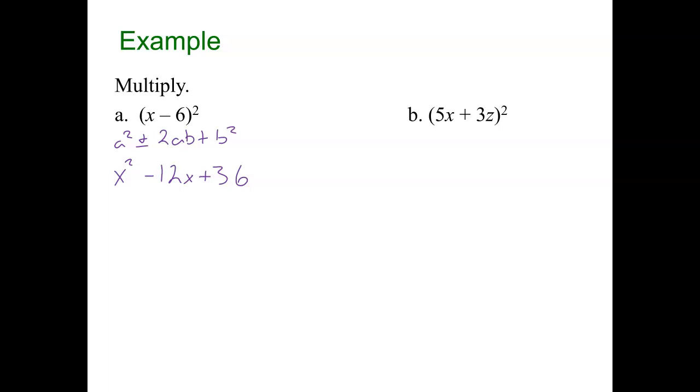Square the first term, square the last term, multiply and double.